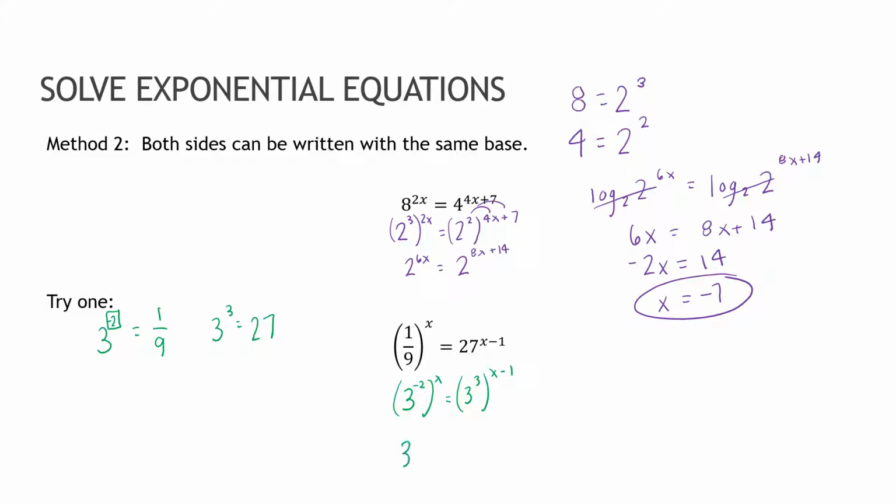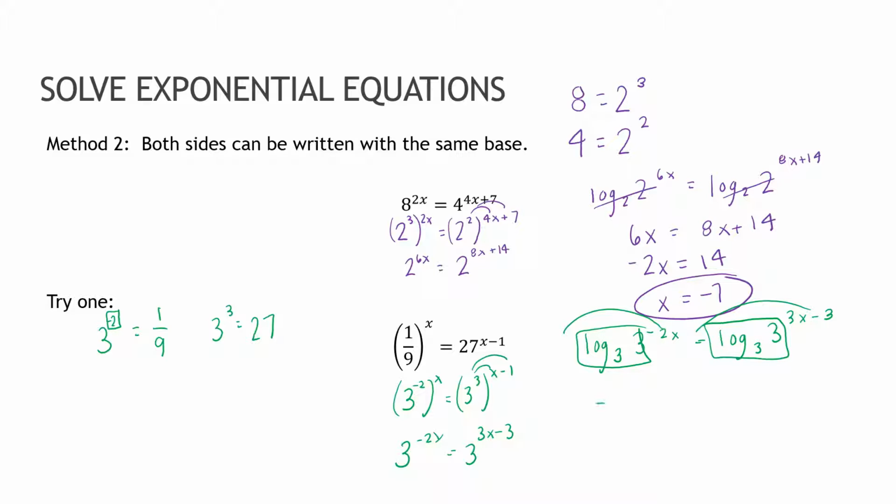Then I simplify. Negative 2 times x is negative 2x. 3 times x is 3x. 3 times minus 1 is minus 3. So what's going to happen? I'm going to take log base 3 of each side, because that's what cancels out the 3, which is the base of my exponent. Then log base 3 of 3 to the 3x. That's a lot of 3's. Log base 3 of 3 and log base 3 of 3, remember that's just 1. And then I'm using that power rule to push these out front. So that gives me negative 2x equals 3x minus 3.